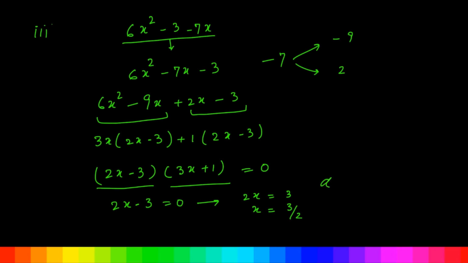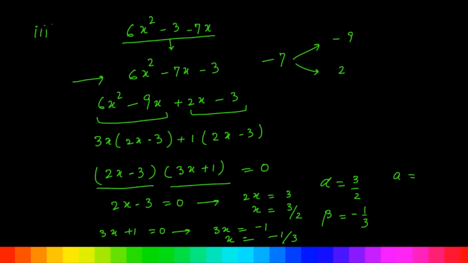So the first zero of this expression, alpha, is equal to 3 by 2. And now if 3x plus 1 is equal to 0, then 3x is equal to minus 1, or x is equal to minus 1 upon 3. So the second zero, beta, is minus 1 upon 3. A, being the coefficient of x square, is equal to 6. B, being the coefficient of x, is equal to minus 7. And the constant term c is equal to minus 3.